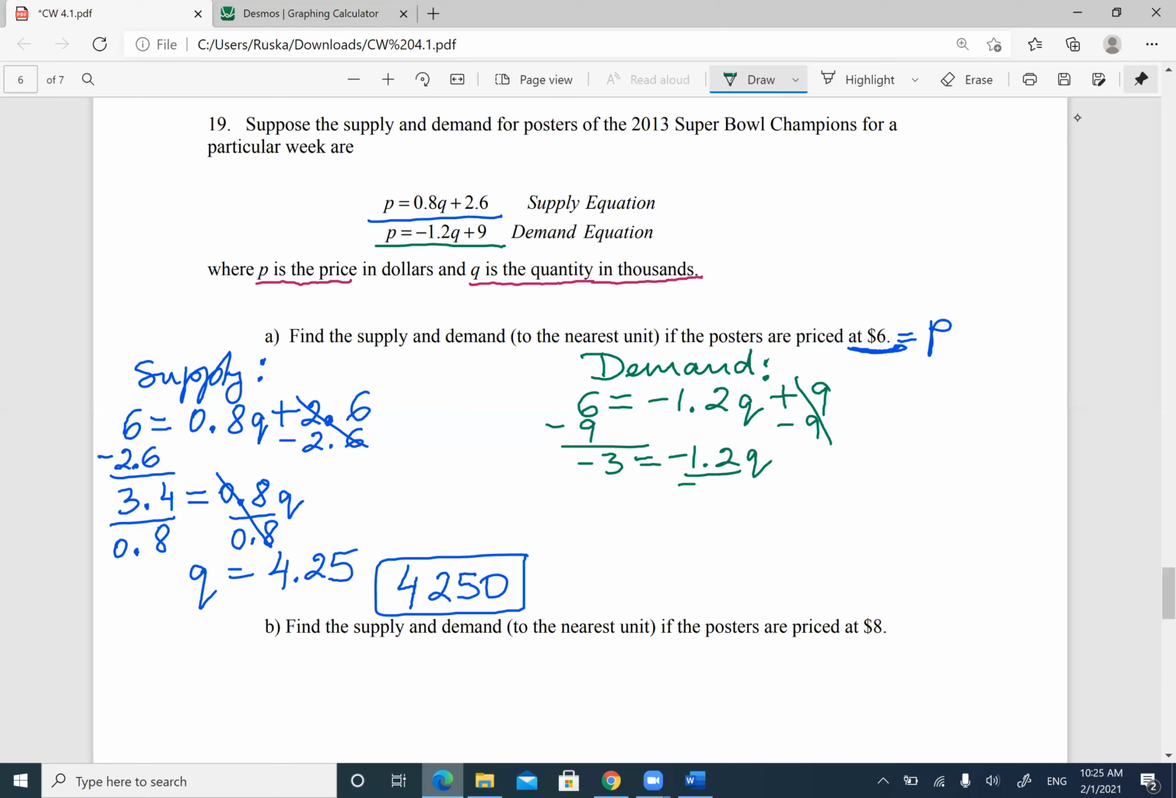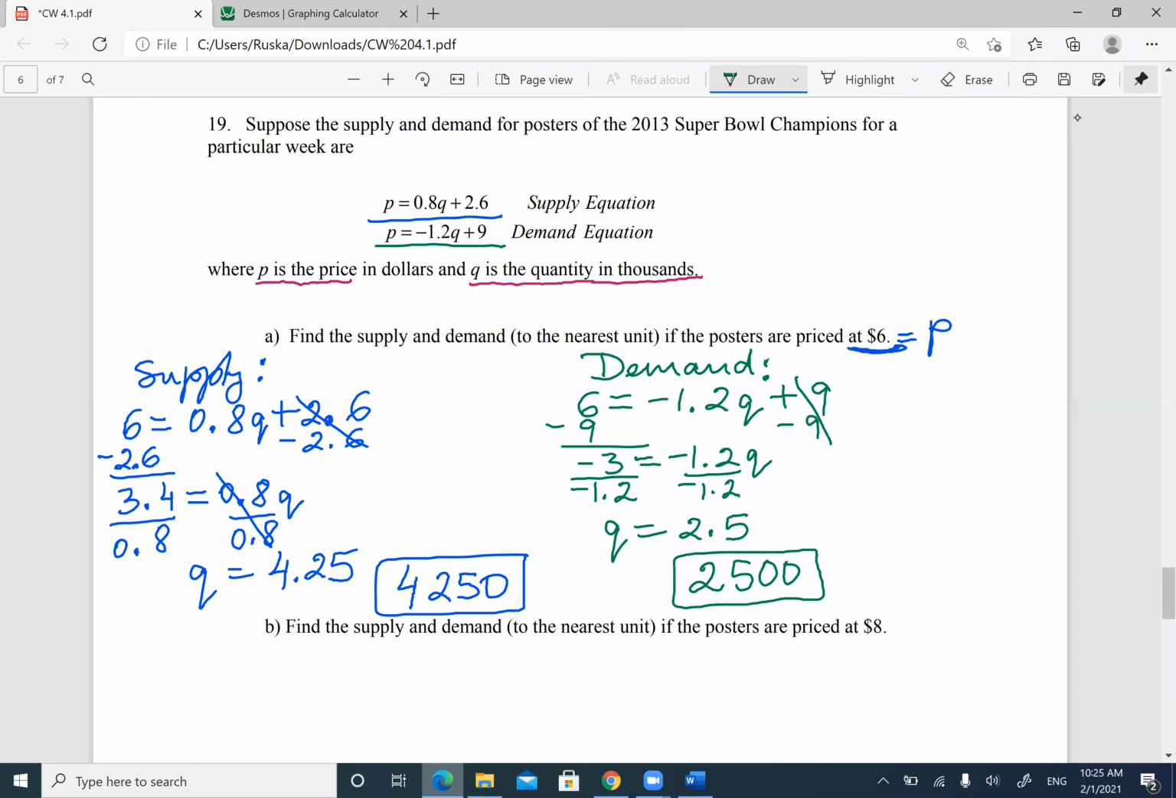And then you're going to divide by negative 1.2. And you're going to get Q equals, it's going to be positive. So 3 divided by 1.2 is 2.5. Okay, so how many posters is going to be the demand for $6? Just multiply by 1,000, right? So it's going to be 2,700. 2,500.